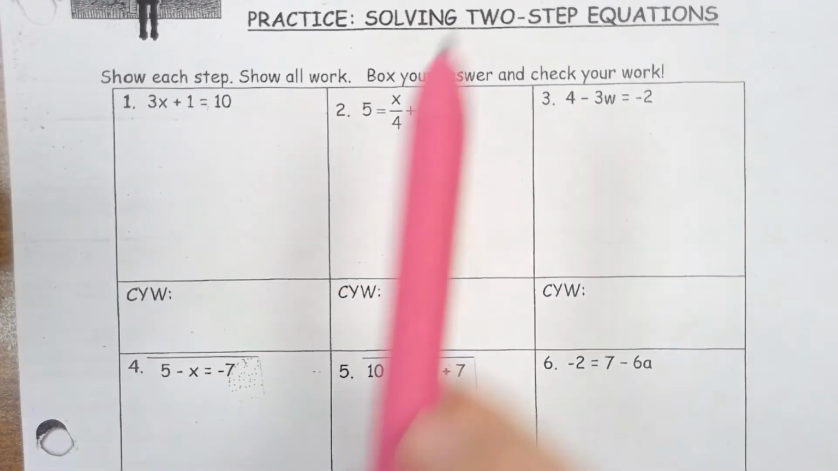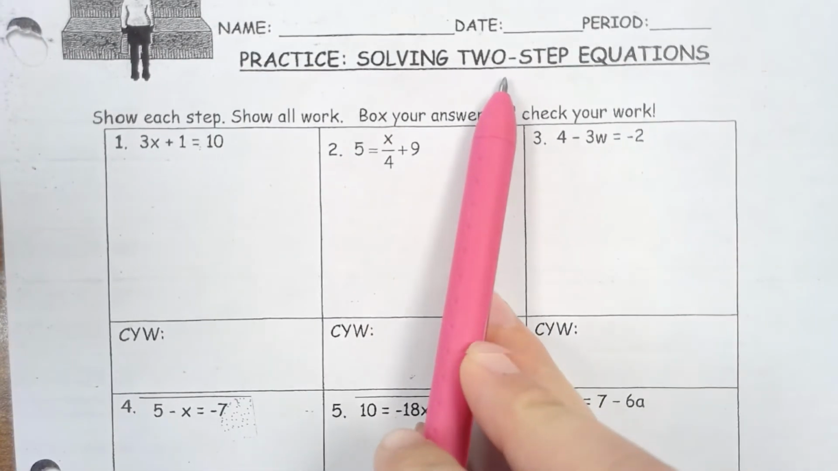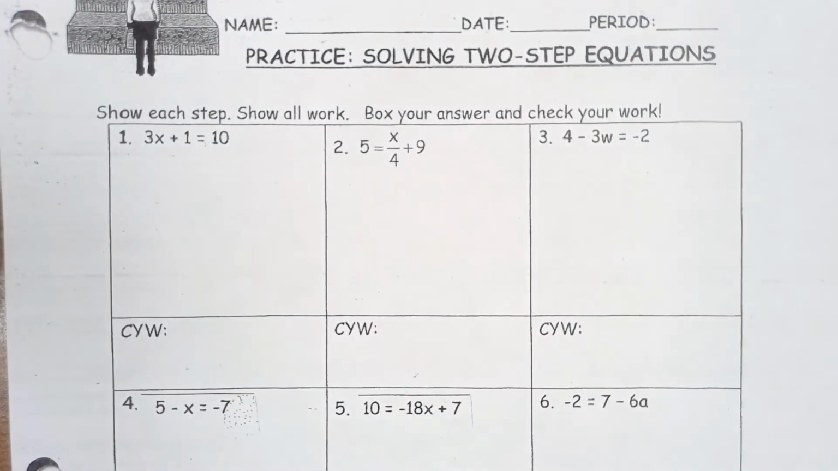Okay, so when we're solving two-step equations, we are still using inverse operations just like we did with one step. So for example, the inverse operation of addition is subtraction and vice versa, and the inverse operation of multiplication is division and vice versa. Okay?